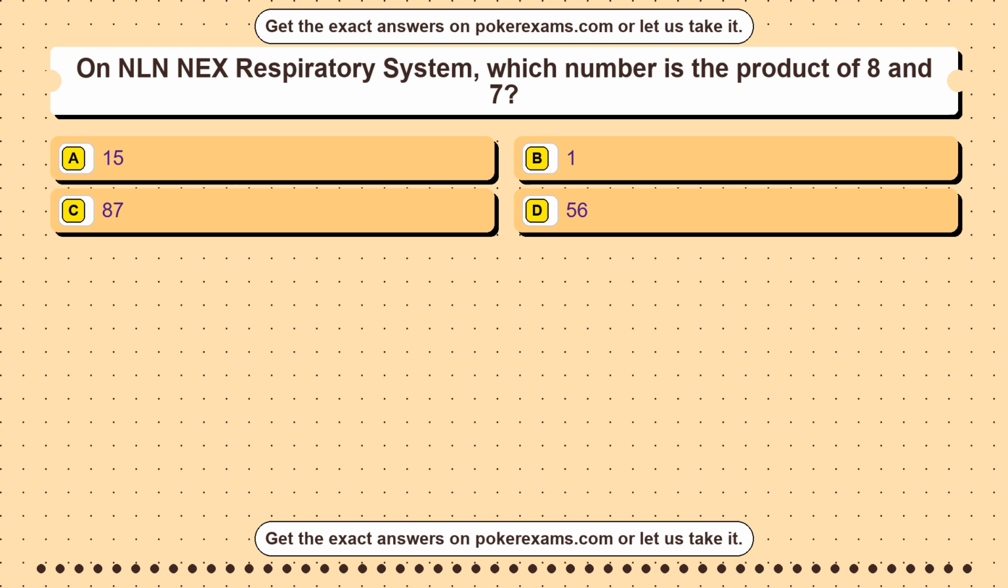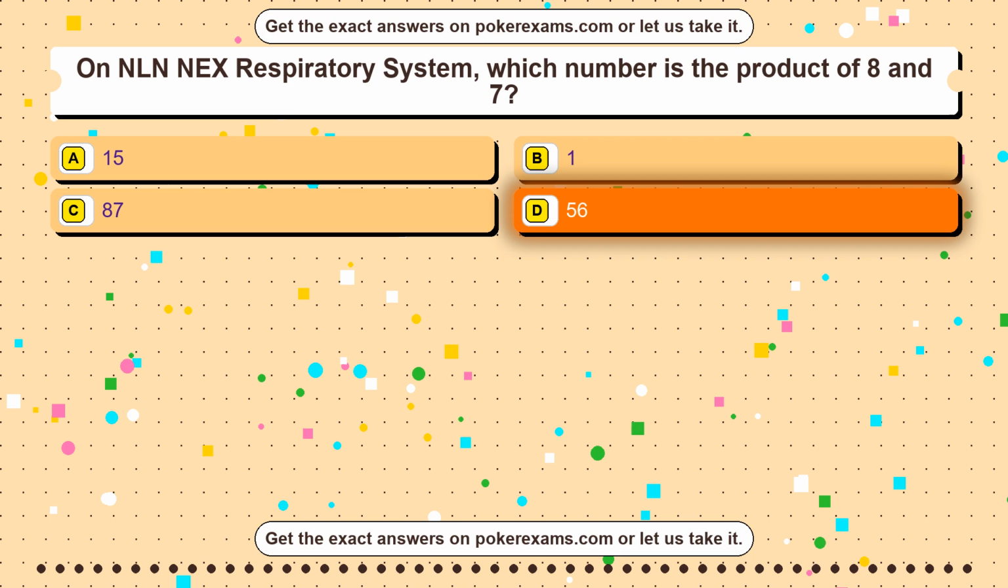Question 34. On GED reading comprehension practice, which organism is a producer? Option A, rabbit. Option B, hawk. Option C, mushroom. Option D, grass. The correct answer is option D.